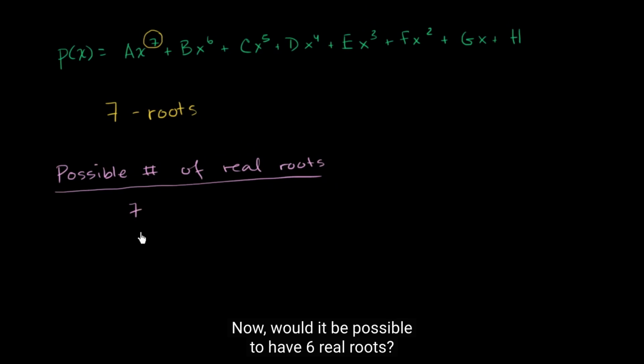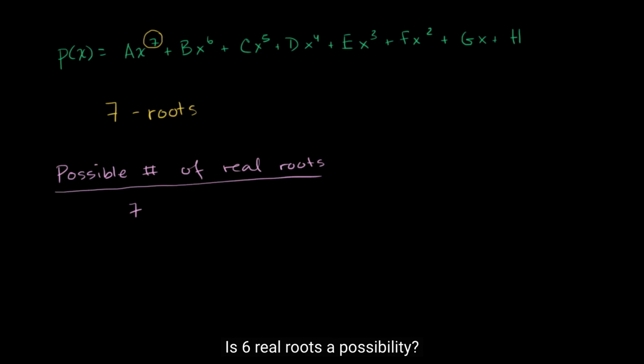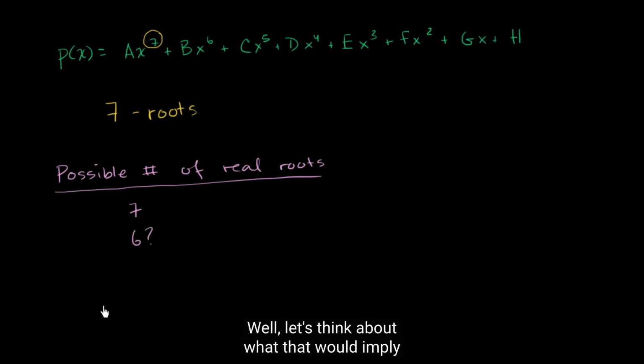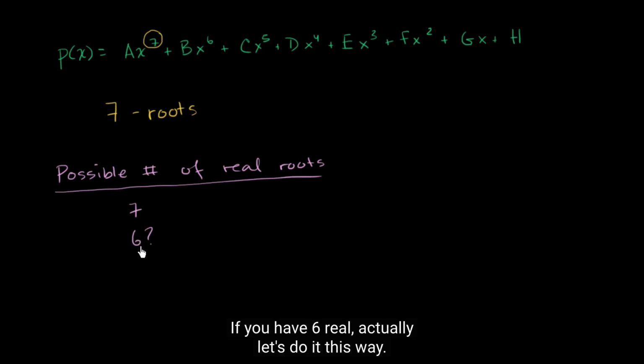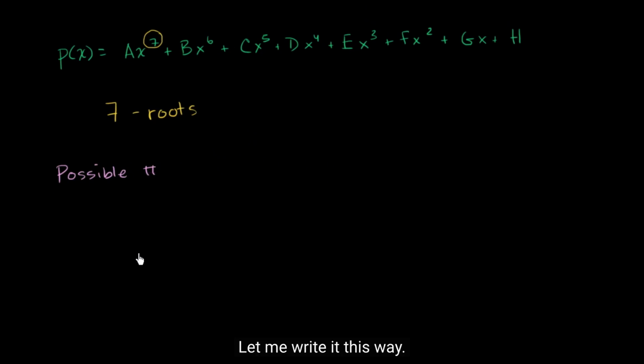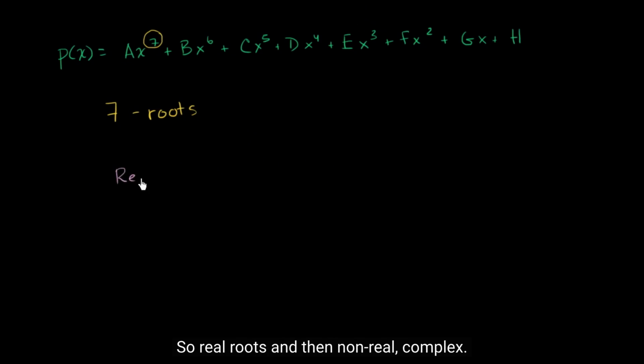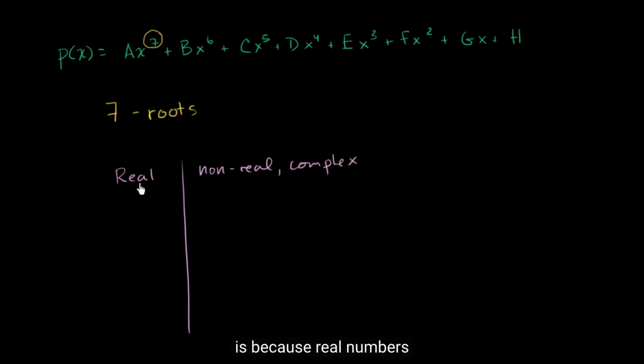Now, would it be possible to have 6 real roots? Let's think about what that would imply about the non-real complex roots. Let me write it this way: real roots, and then non-real complex roots. The reason I'm not just saying complex is that real numbers are a subset of complex numbers, but this is being clear that you're talking about complex numbers that are not real. So you could have 7 real roots and no non-real roots, and so this is absolutely possible. Now, could you have 6 real roots, in which case you'd have 1 non-real root?